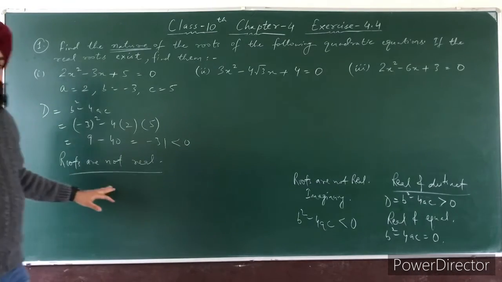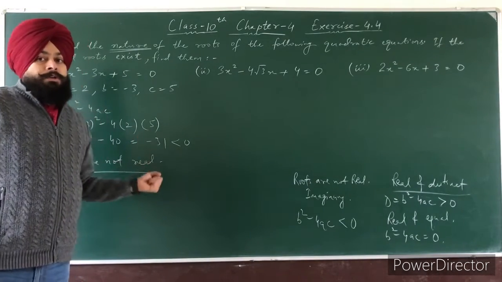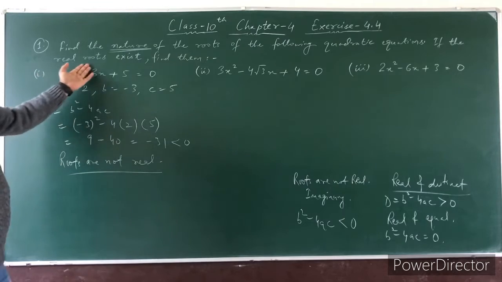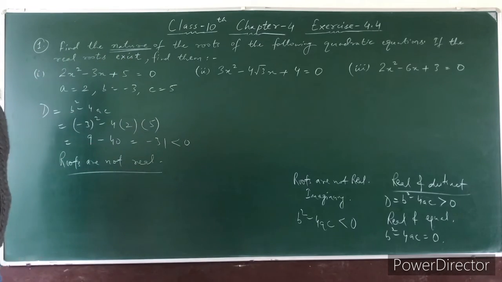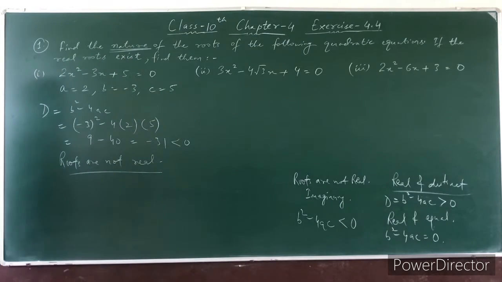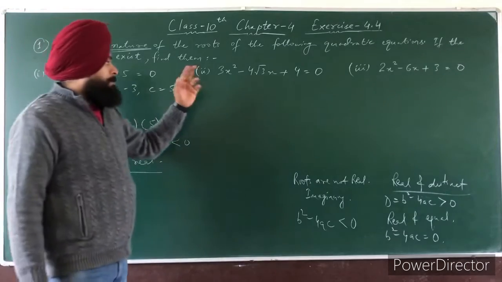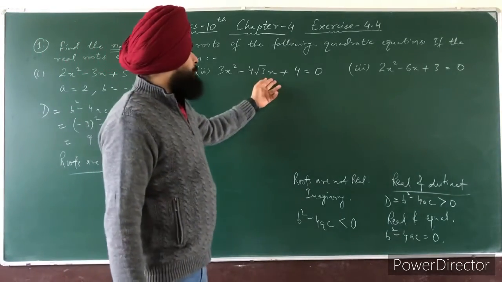So if nature is not real, then what? The real roots do not exist here. So you can't find that. Clear students? So next see the second part, 3x square minus 4 under root 3x plus 4 is equal to 0.